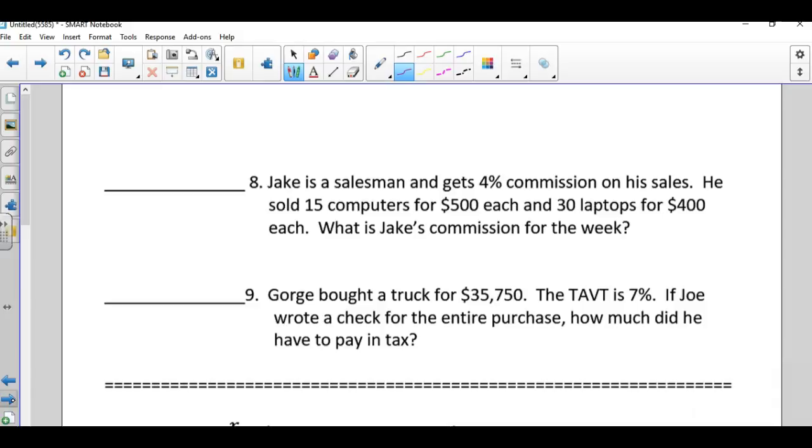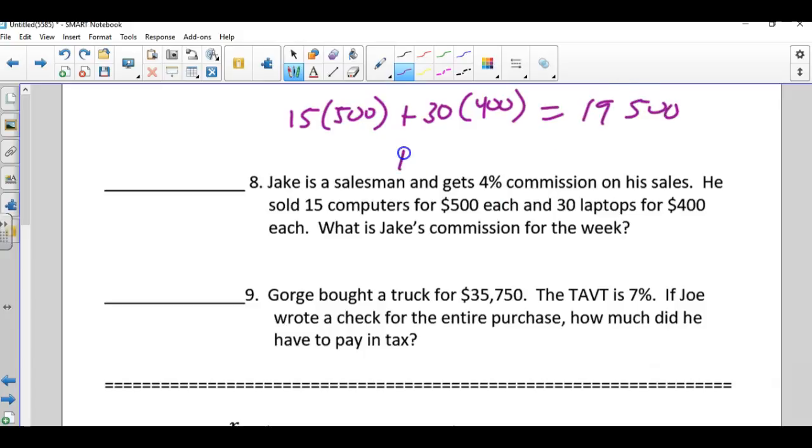All right, next, we're looking at a problem, number 8. Jake is a salesman and gets 4% commission on his sales. He sold 15 computers for $500, and he sold 30 laptops for $400 each. So when we do that, 15 times 500 plus 30 times 400, that gives us $19,500. Well, he gets 4% of that.